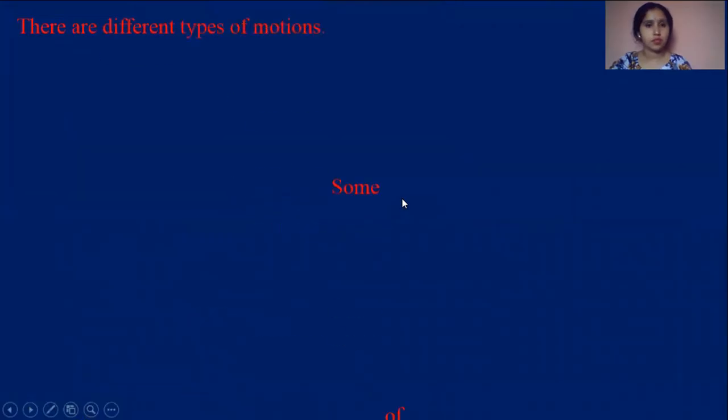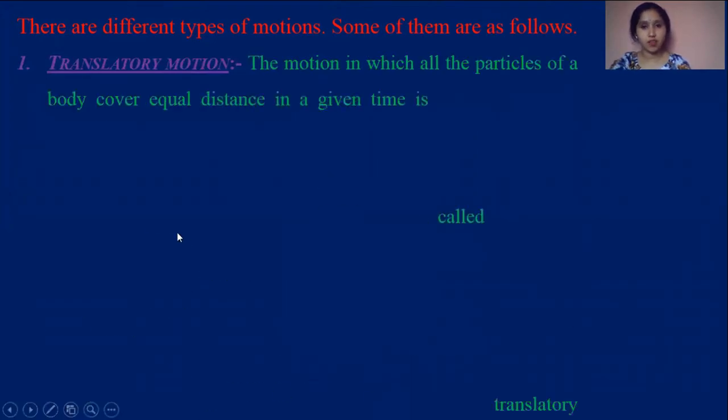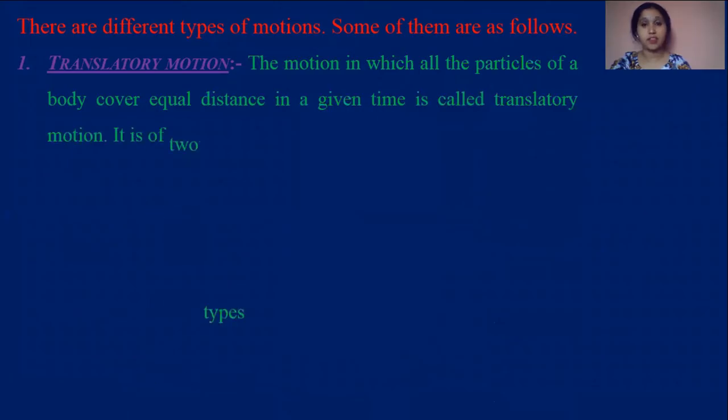First of all, we know that there are different types of motion in our daily life also. If we notice, behind each of our activities there may be different kinds of motion, and some of them we are going to learn today. First of all, translatory motion. The motion in which all the particles of a body cover equal distance in a given time is called translatory motion. It is of two types.